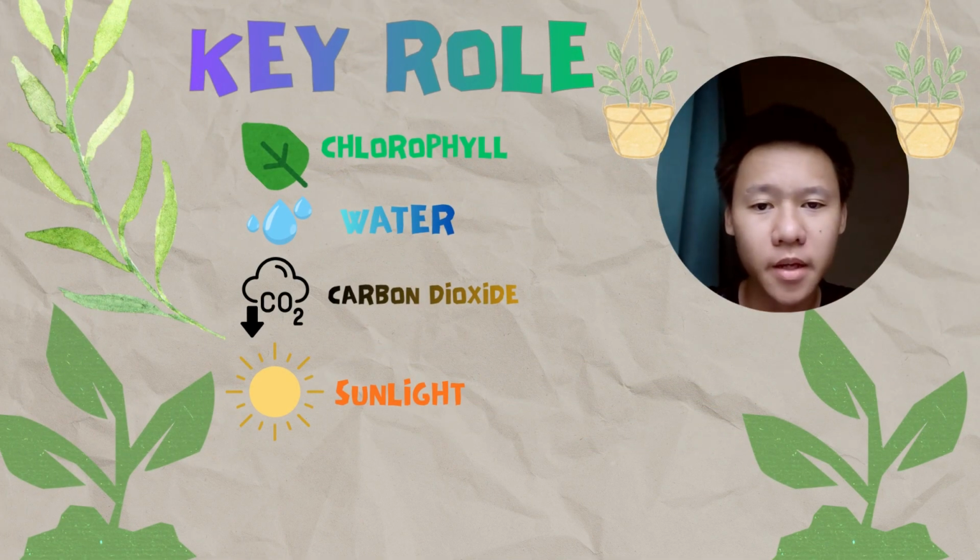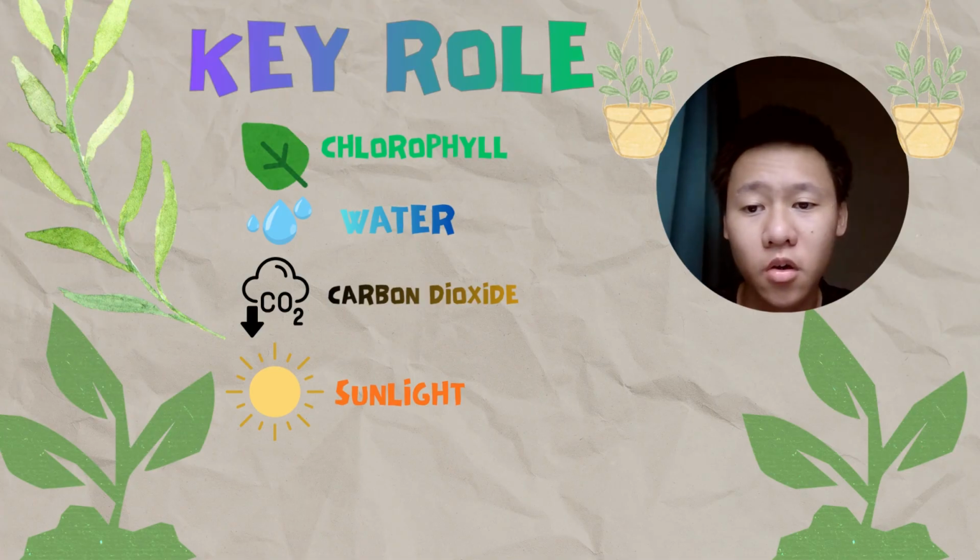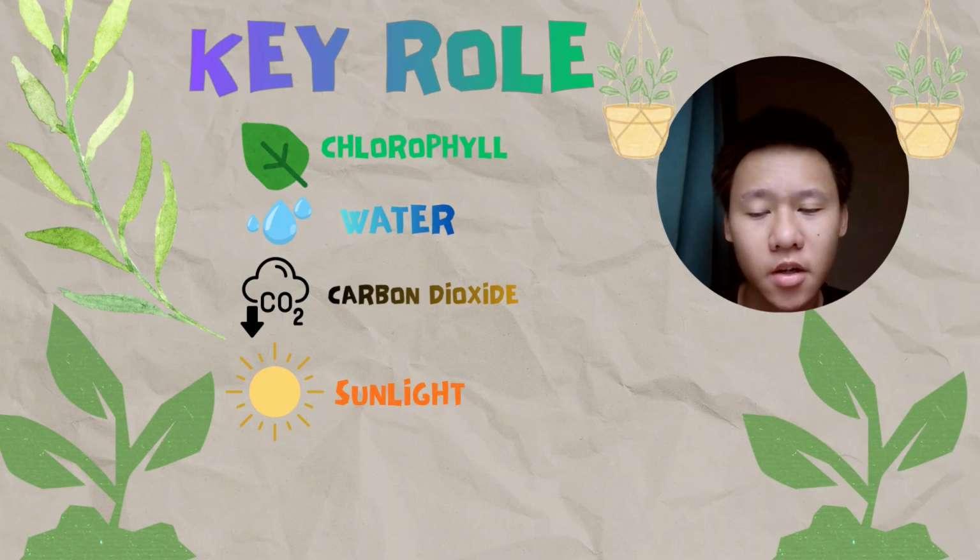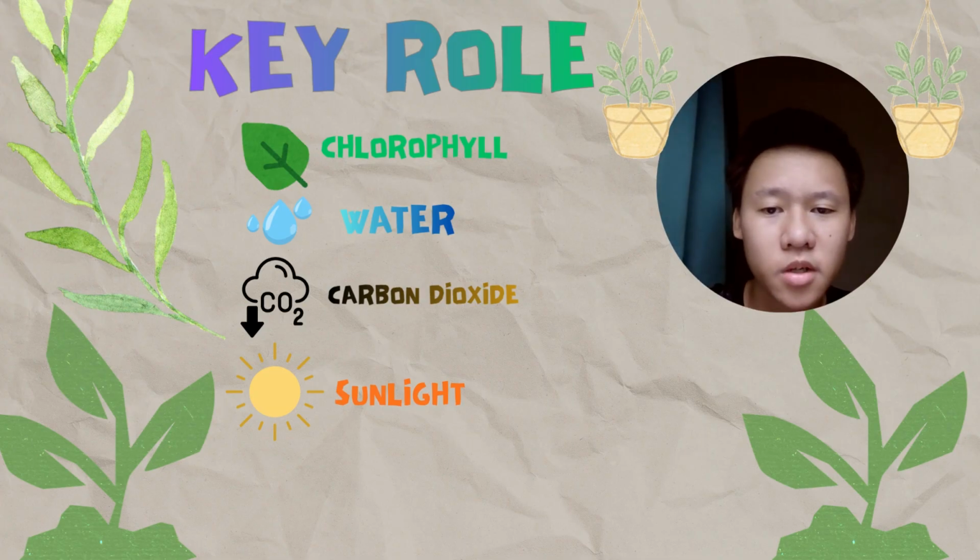Next, I will explain about the role of chlorophyll, water, carbon dioxide, and sunlight in photosynthesis. Firstly, chlorophyll. Chlorophyll is a green pigment in chloroplast. Besides that, it captures light energy from the sunlight. Number two, water. Water provides electrons for energy transfer and hydrogen for glucose formation. Number three, carbon dioxide. Carbon dioxide enters through stomata.